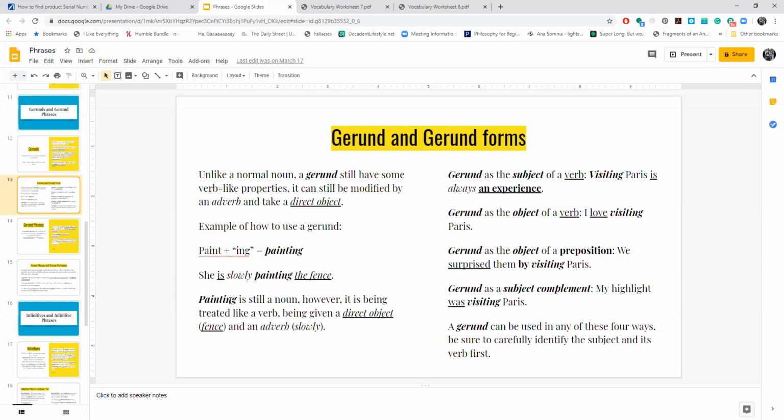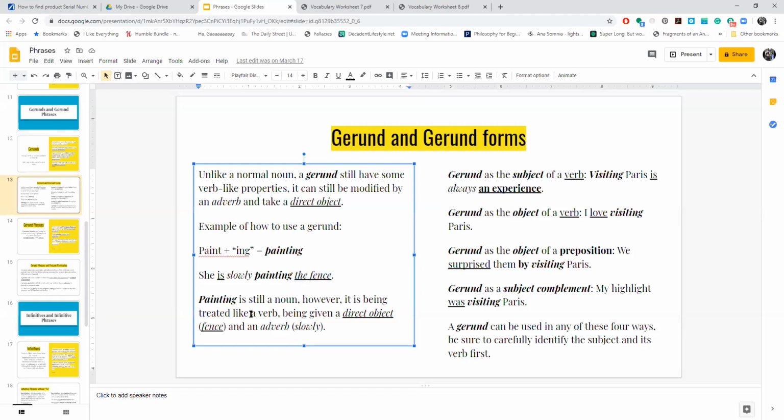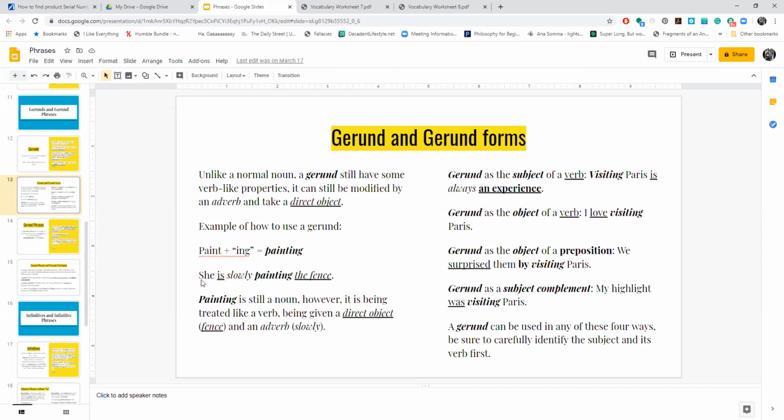Now notice, painting here is still a noun. It is the subject of what she is doing. However, it is being treated like a verb, being given a direct object. What is it that she is painting? She is painting the fence, right? And it's also given an adverb, slowly. How is it that she is painting? She is painting slowly. So she is still the main subject of the sentence.